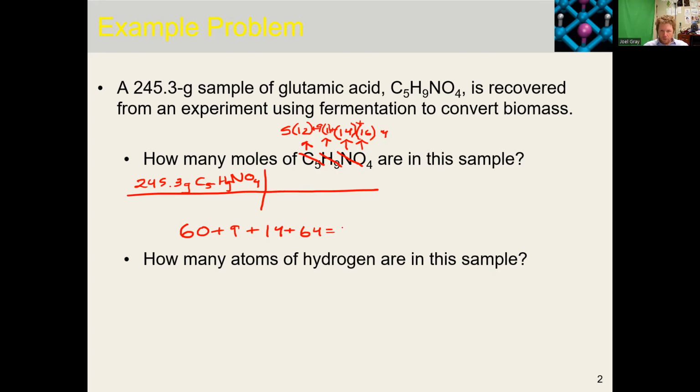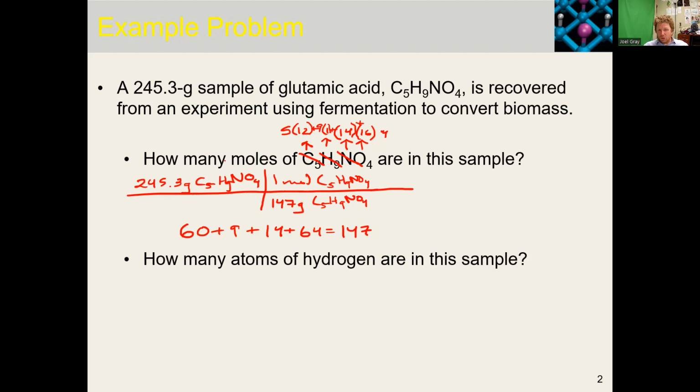equals 147. So 147 grams of this substance, C5H9NO4, is 1 mole of C5H9NO4.